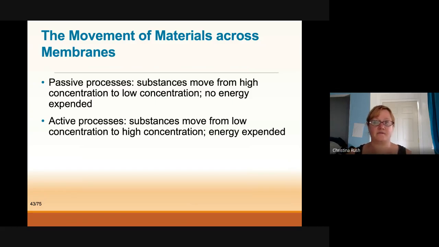So as that video indicated, we were talking about the movement of materials, and we're going to talk about these now. There's two different processes. In the passive processes, substances move from a high concentration to a low concentration, and no energy is expended. So no ATP is used. In the active processes, substances move from a low concentration to a high concentration, and energy is expended.